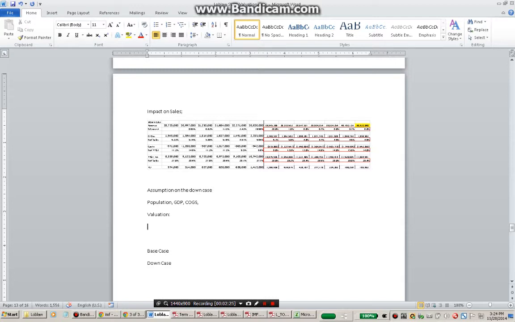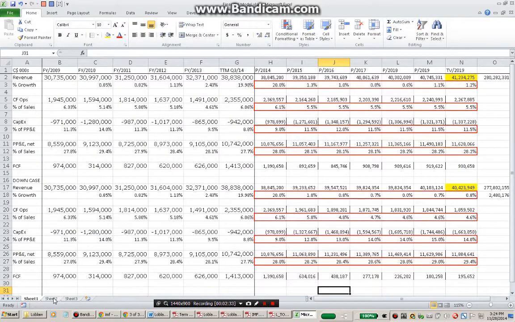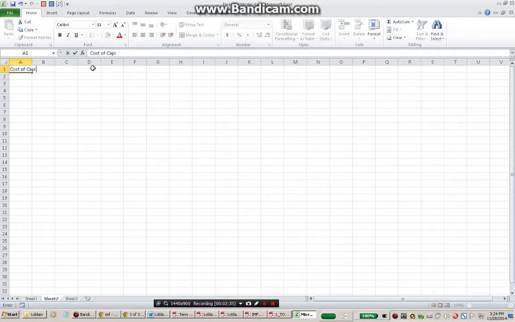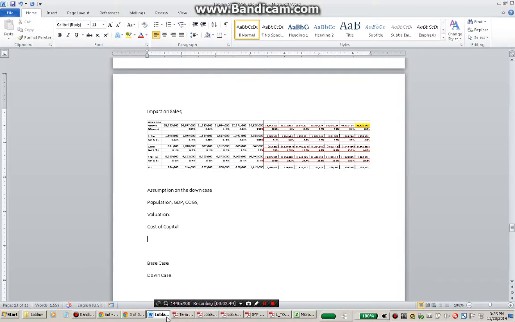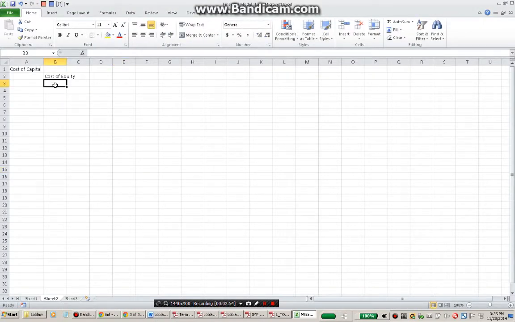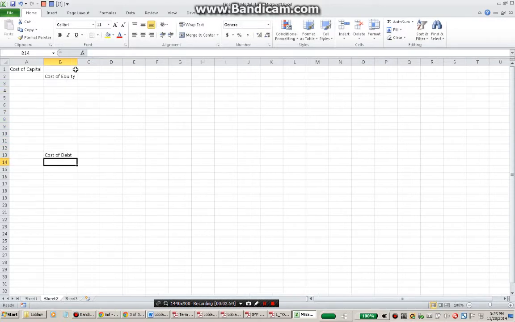So we'll take a look at cost of capital. We need to know our cost of capital: cost of equity, cost of preferred. I don't even know if they have pref shares here. Just assume they don't for now, come back if they do. Cost of debt. Okay. So cost of equity is our CAPM model.